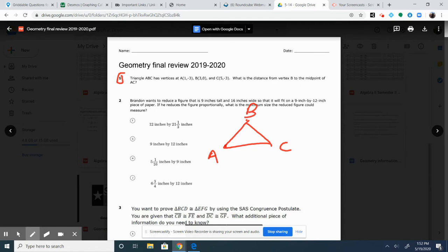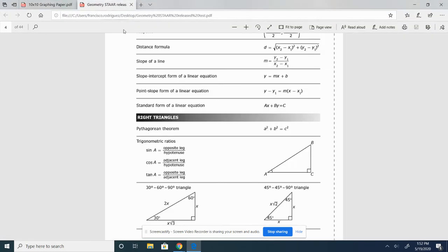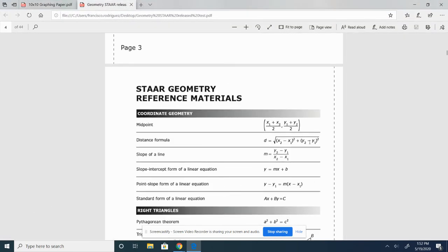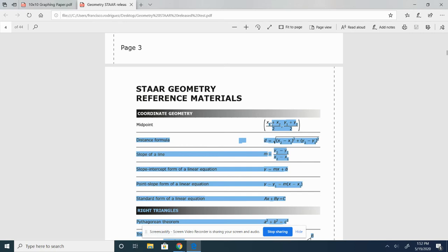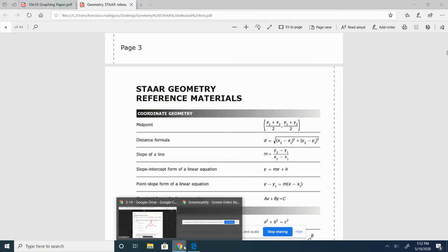Now, what it's telling us is that we want to know the distance from vertex B to the midpoint of AC. So we need to know what the midpoint is. And to do that, we need to go into our reference sheet. Since this is going to be like a STAR test, you'll have a reference sheet available to you. And the formula for our midpoint is right here: X1 plus X2 divided by 2 and Y1 plus Y2 divided by 2.